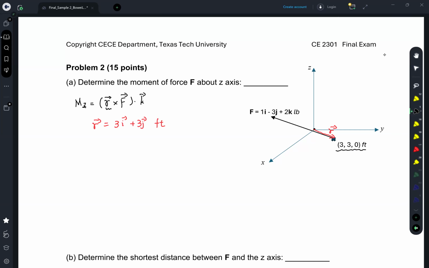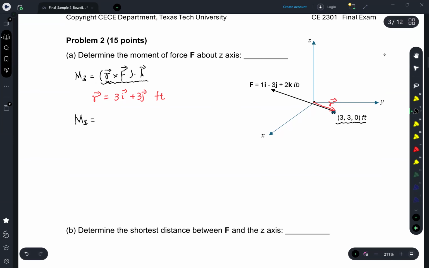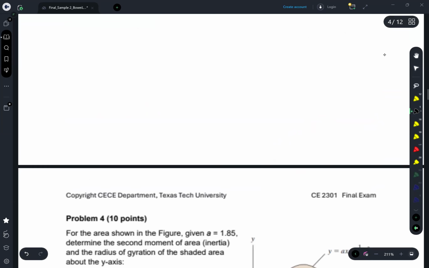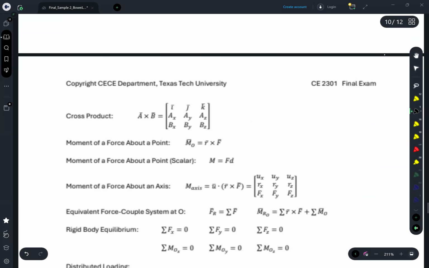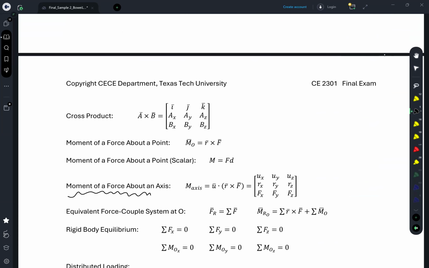Now, this operation is first a cross product, and then a dot product. So it can be expressed as a determinant, which is in our appendix, the moment of a force about an axis. The first row is the three components of the unit vector along the axis, the second row is our r vector, and the third row is the force vector.